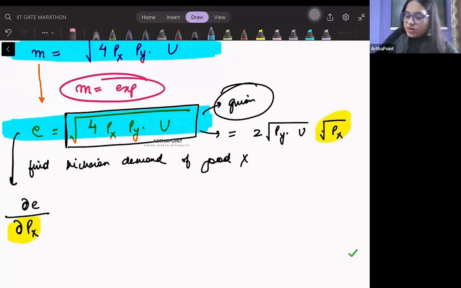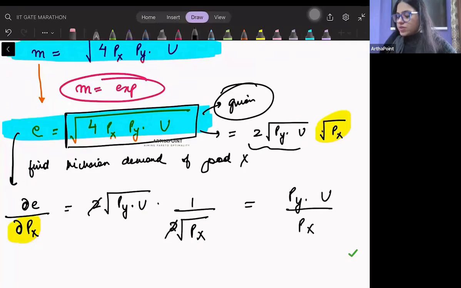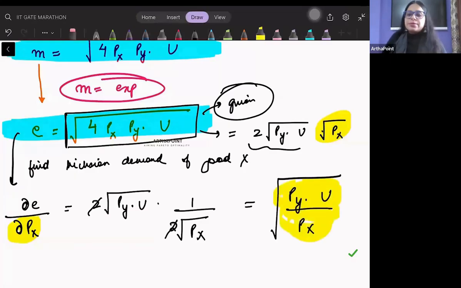So what will I go ahead and get? I will get 2 root py into u. इसको as it is अलग कर दो. And differentiation of px will be 1 by 2 root px. So 2 and 2 will get cancelled. And I will get py into u by px under root. This is your Hicksian demand. So Hicksian demand or compensated demand भी बोलते हैं ऐसे. It has to be a function of prices and utility.